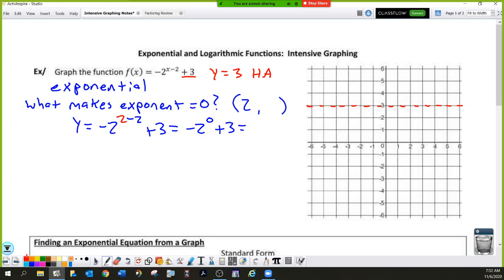because -2 raised to the 0 does not equal 1. It equals -1, because that negative sign is not inside parentheses. You have to follow the order of operations. Only the 2 has an exponent of 0. So this is going to give you -1 plus 3, which is 2. So you have a coordinate at 2, 2.